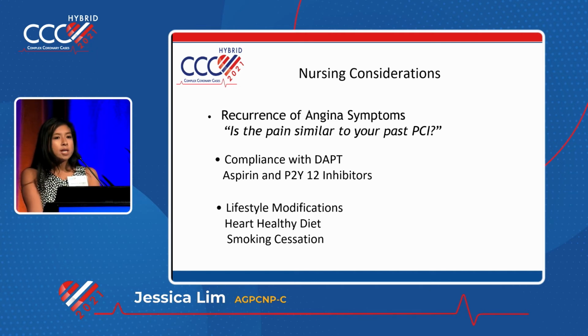Doesn't necessarily mean that we're gonna bring them straight for a cath, but you do a stress test, do a coronary CTA, and based on those results, see if we need to bring them back. Also, compliance with DAPT. As we were talking, they are placed on aspirin and P2Y12 inhibitors. Some people actually don't understand how important it is to be on both for at least a year, but also depending on the type of stent.